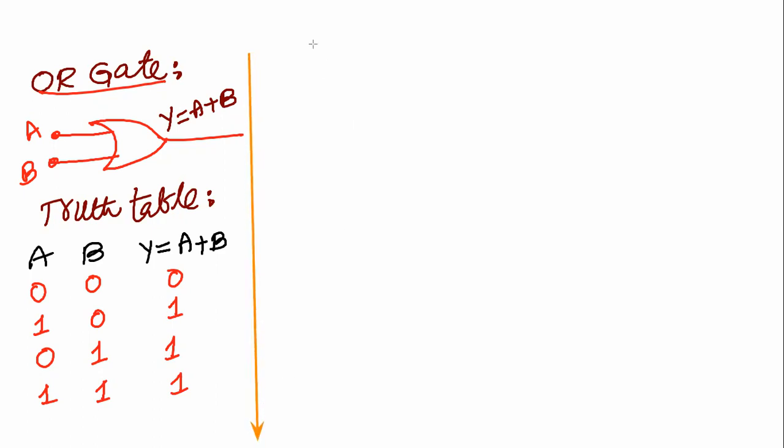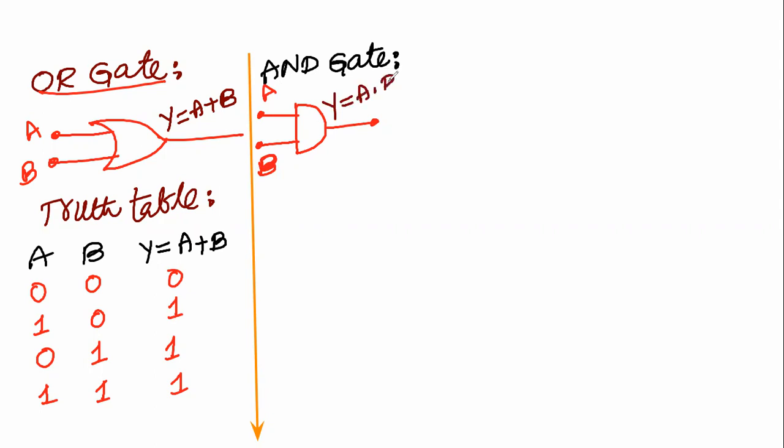Next, the AND gate. The AND gate operation is multiplication. A and B are inputs. Output will be Y is equal to A into B.